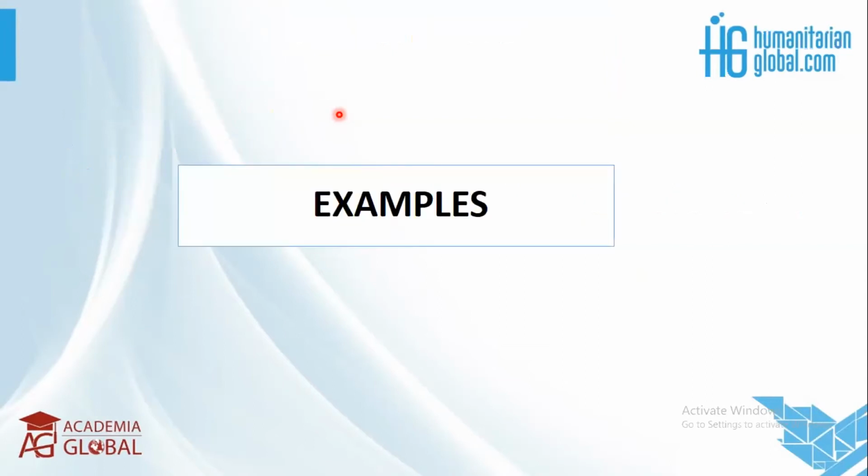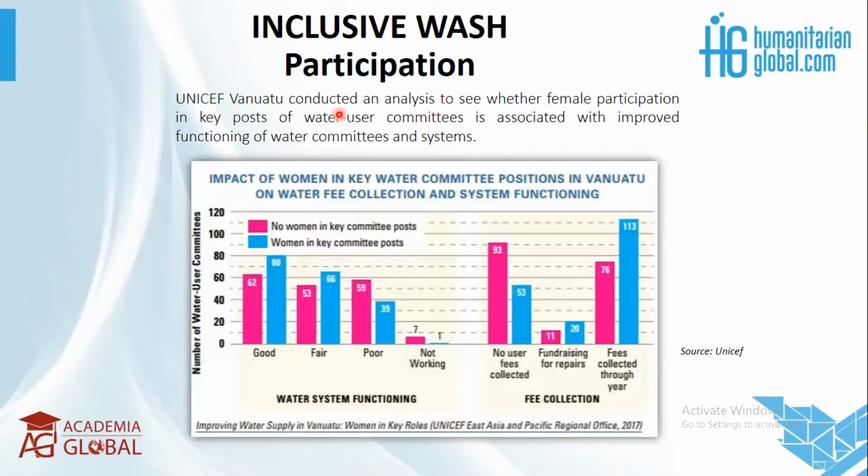So as I said before, let's just look at some examples. These are just examples, there are still many. I picked an example from UNICEF in terms of participation, and it's more about female participation in key posts. This is in Vanuatu. UNICEF did an analysis to see whether female participation in key posts in water user committees was associated with improved functioning of water committees and systems.